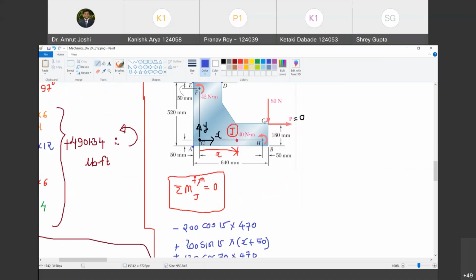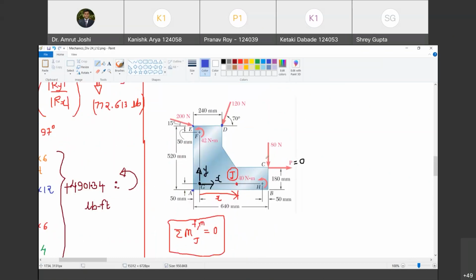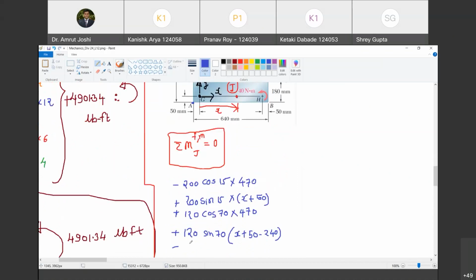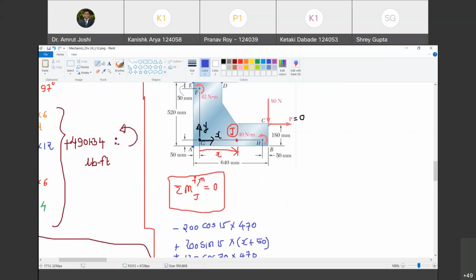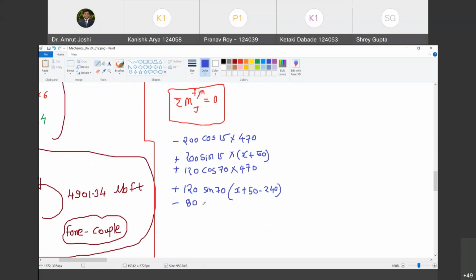Okay. Now 80 Newton force. What kind of moment does it cause about J? Anti-clockwise, sir. No, clockwise, sir. Clockwise. Sorry, clockwise. So minus 80 multiplied by horizontal distance between J and C. What is horizontal distance between J and C? It is 640 minus x plus 50. Yes. So it is 640 minus x minus 50. Are you with me? Yes, sir. You can write it as 640 minus into bracket x plus 50.